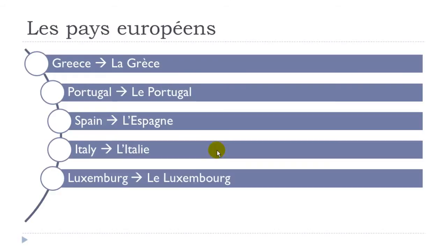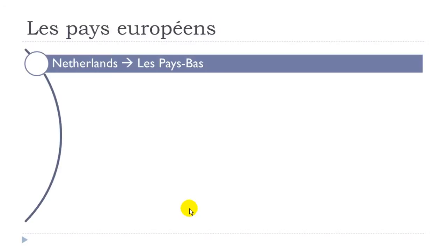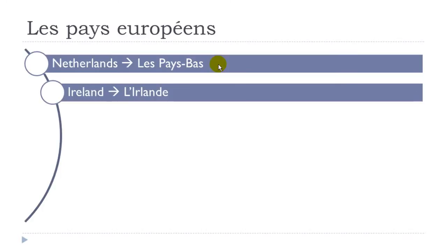Le Luxembourg. Final G not pronounced, and when you combine E, M here, you get the sound en. You don't pronounce the M at all, it's this nasal en. Le Luxembourg. La France. A-N here, nasal, en, la France. Okay, we continue. Les Pays-Bas. Final S here, not pronounced. Same thing here. Pays, and then bas. Les Pays-Bas. Then, l'Irlande.